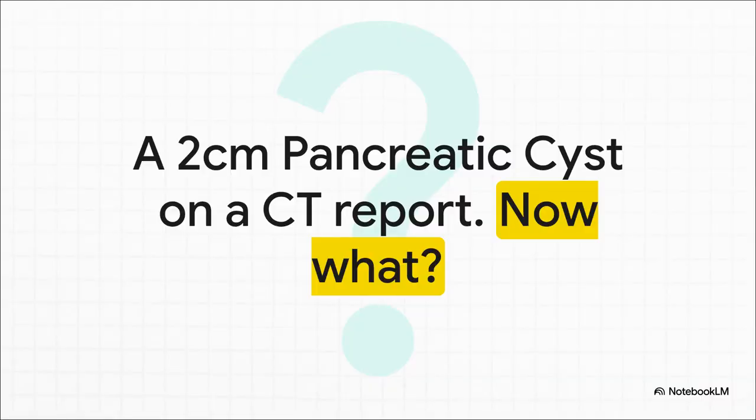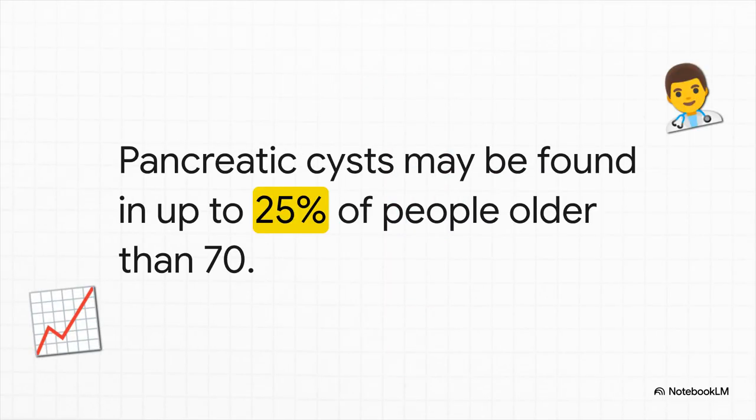Yep, this is it. The classic scenario you will absolutely face if you haven't already. It's an unexpected finding on a scan that was done for something totally different. And the big question is always the same. Is this thing dangerous? And what on earth do I do now? Well, this guideline is designed to give you that answer. And get this, these things are super common. As our imaging tech, like CT and MRI, gets better and better, we're just finding more of them. We're talking as many as 1 in 4 people over the age of 70 could have one, which is exactly why having a standardized plan is so critical.